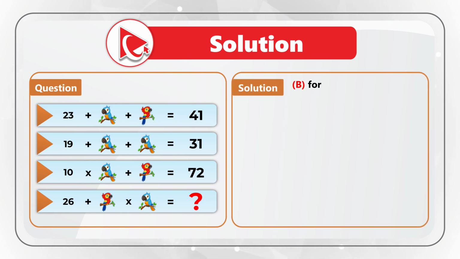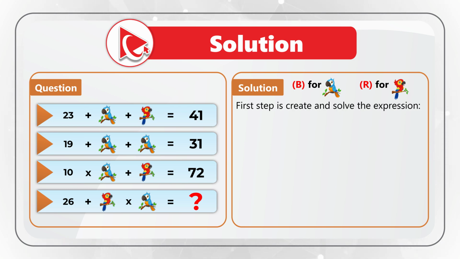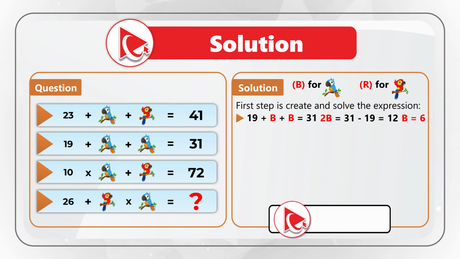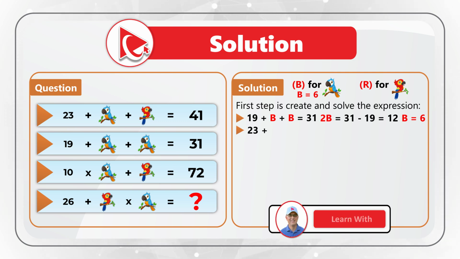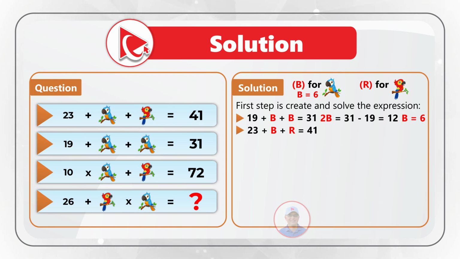We will use B for blue parrot, and we will use R for red parrot. So the first step here is to create and solve an expression. And the easiest one to solve is the second expression with 2 blue parrots. 19 plus B equals 31, which means that 2B equals 31 minus 19, which equals 12. Once we solve it, we see that B, blue parrot, equals 6. Knowing the value for blue parrot, we can solve the first expression. 23 plus B plus R equals 41, which means that 23 plus 6 plus missing variable R equals 41. After the calculations, R equals 41 minus 29 equals 12.